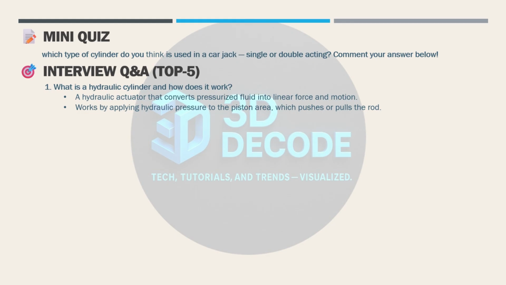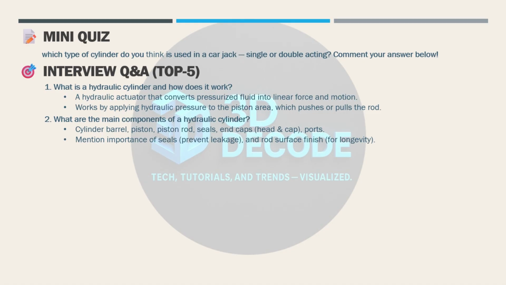1. What is a hydraulic cylinder and how does it work? A hydraulic actuator that converts pressurized fluid into linear force and motion. Works by applying hydraulic pressure to the piston area, which pushes or pulls the rod. 2. What are the main components of a hydraulic cylinder? Cylinder barrel, piston, piston rod, seals, end caps, head and cap, ports. Mention the importance of seals to prevent leakage, and rod surface finish for longevity.